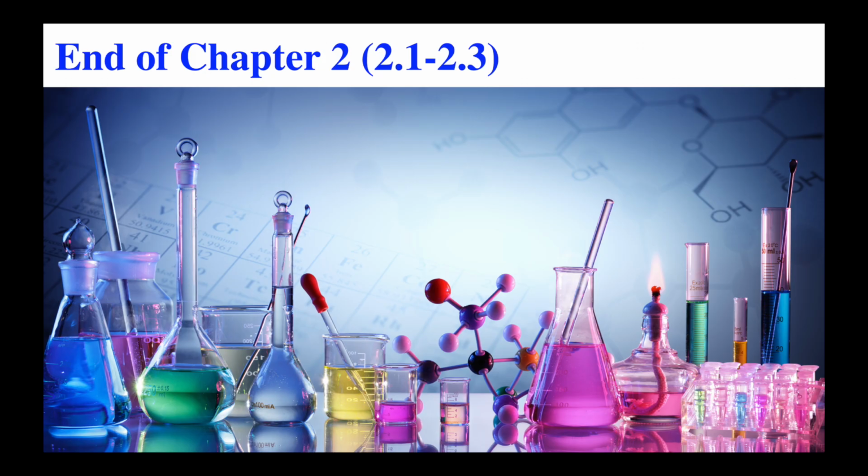Okay, that's it for Chapter 2. I hope you enjoyed this quick overview of some of the properties of chemistry. Hopefully you've got a better idea about how the periodic table is organized. Some of the names are kind of familiar to you.